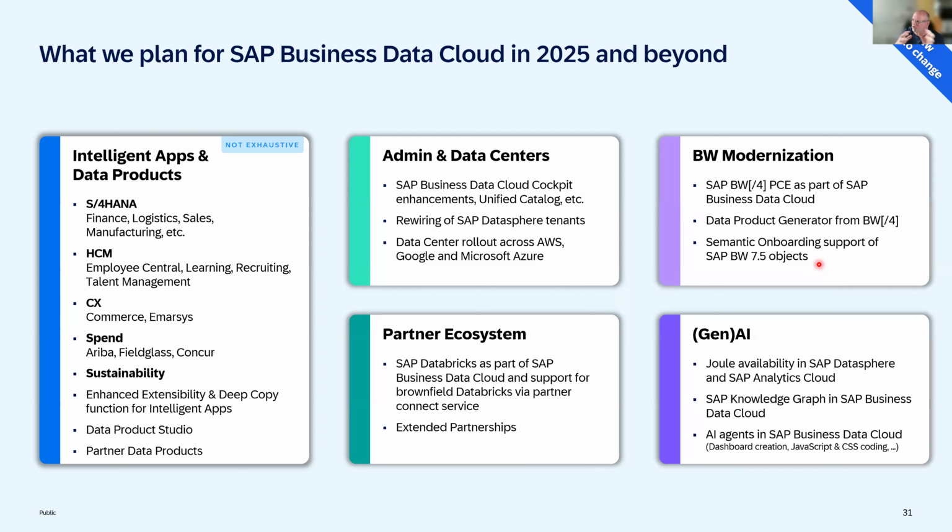BW modernization: I talked about this data product generator piece, which will be delivered very likely now in Q2 already. We will enhance the semantic onboarding capability here also towards BW 7.5 objects. This is currently available for BW/4HANA customers only, so there's a big enhancement going on. And of course, the whole AI and Gen AI area, where we bring a lot of additional features around Joule, SAP knowledge graphs, the AI agents. So there's a fully packed roadmap we have.